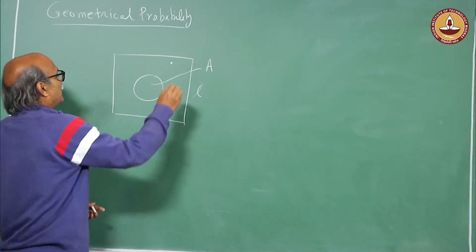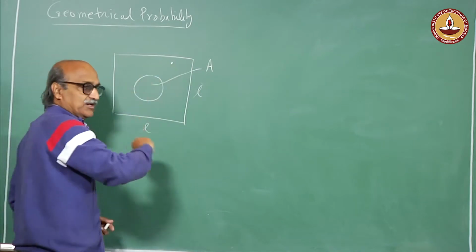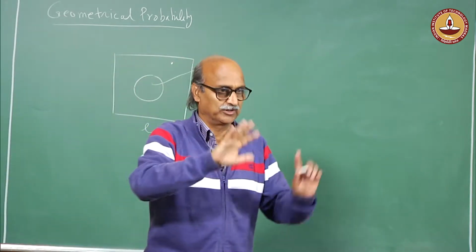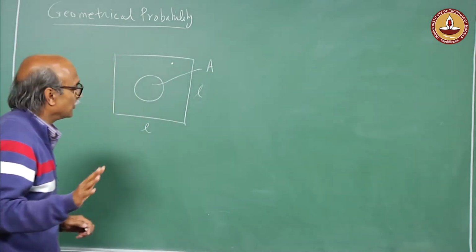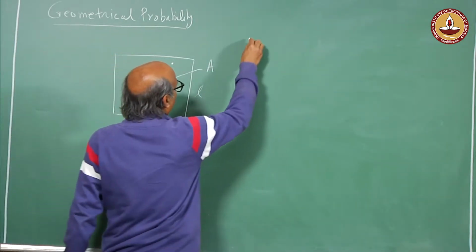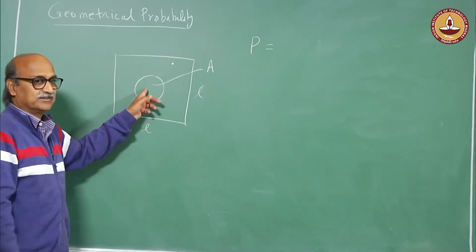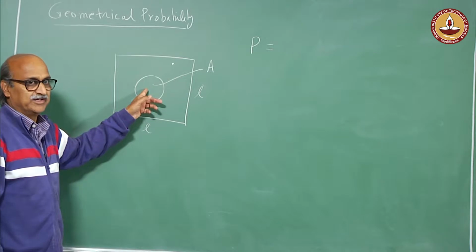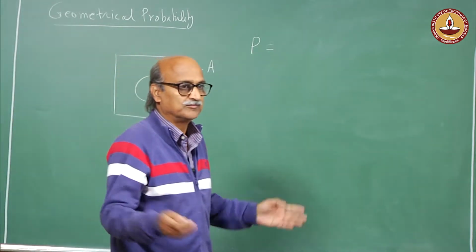So, essentially what we are doing is, as I keep throwing darts, I am creating random points inside this square. Now, if I ask you the question, what is the probability that the dart will hit this area A? How do you get this?